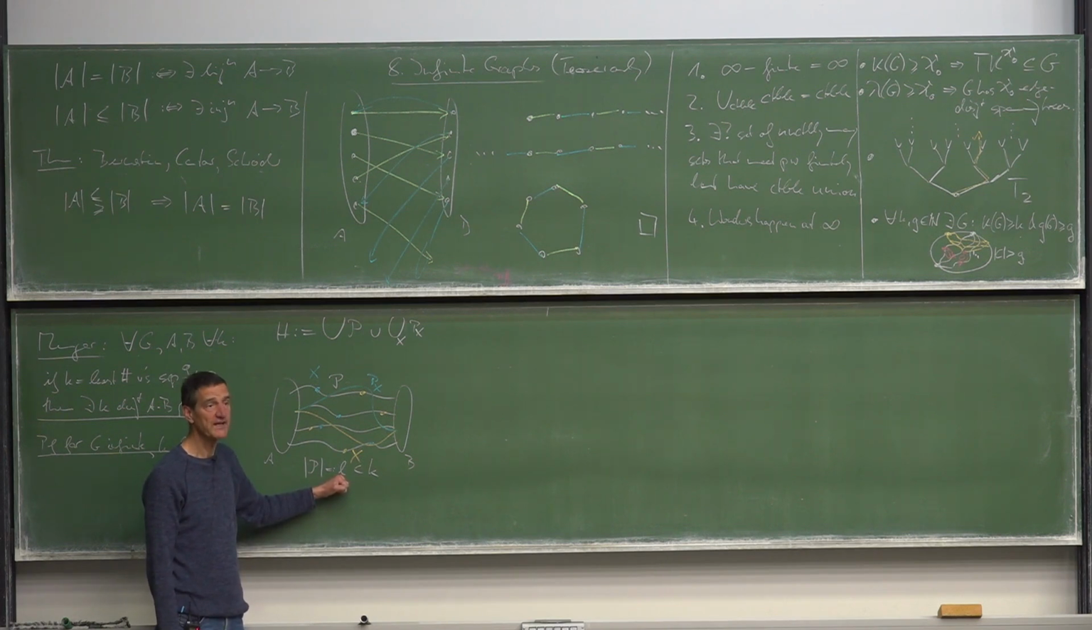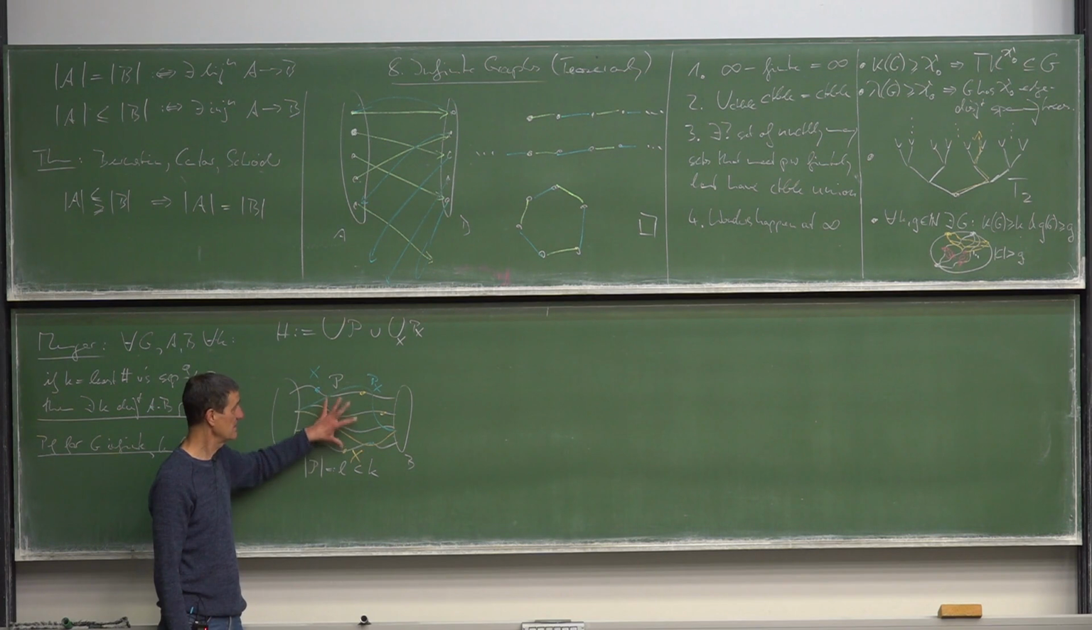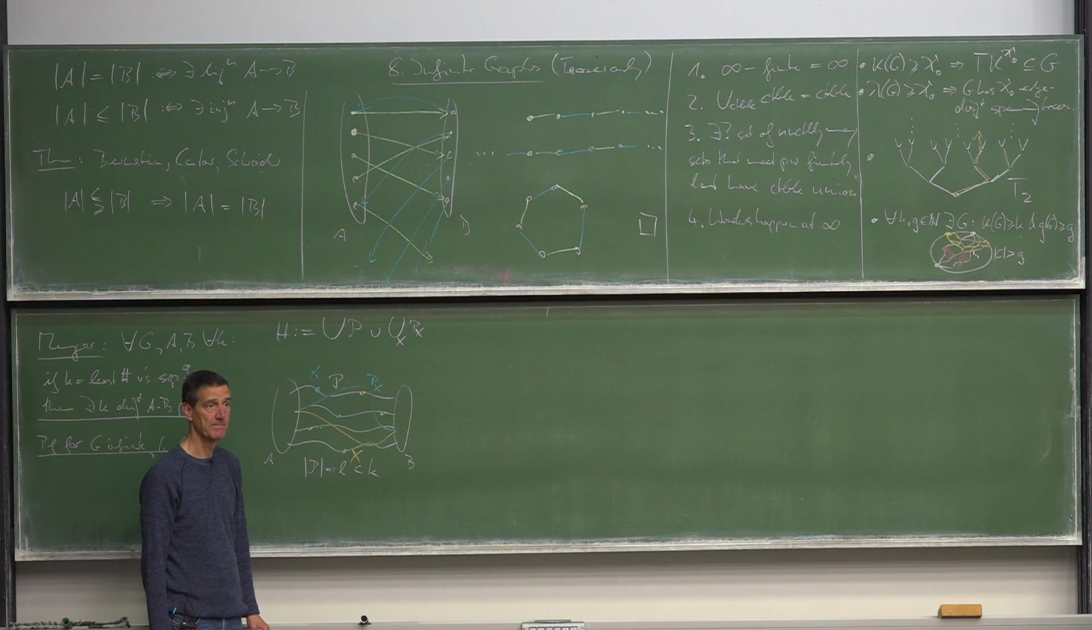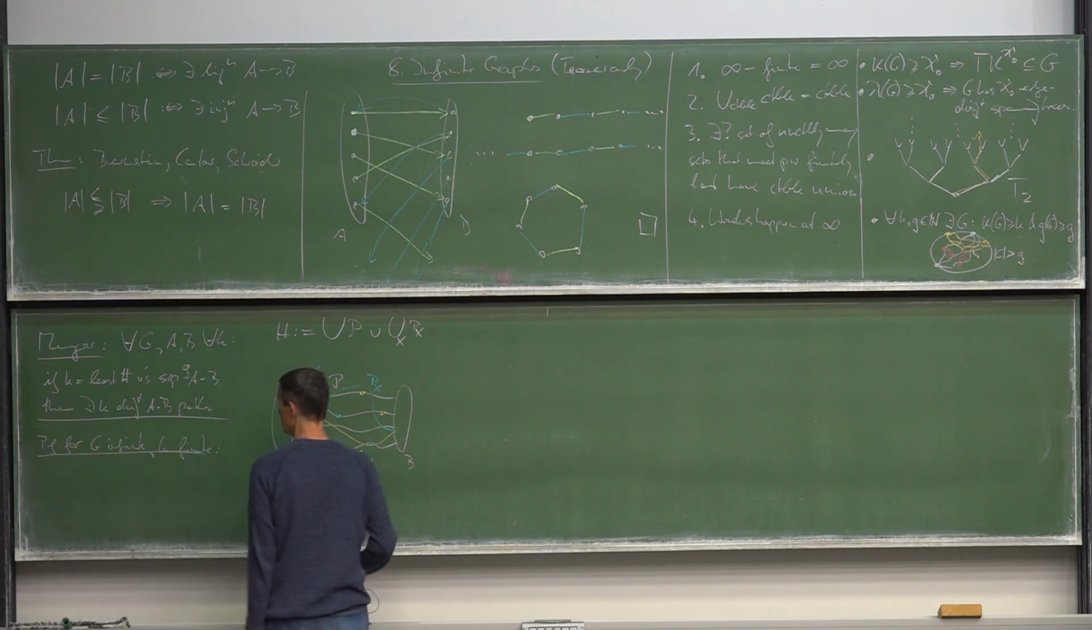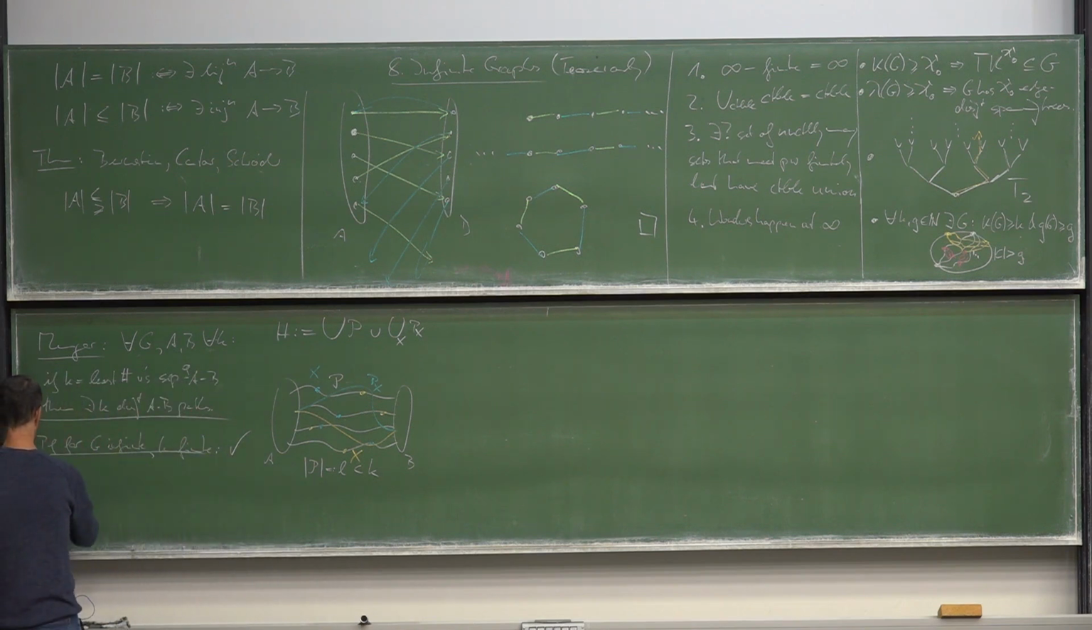But then these more than L AB paths exist also in G, because H is a subgraph of G. And that contradicts our choice of curly P, which was a set of disjoint AB paths as large as possible. We just found a larger one. I mean, we haven't found it, but finite Menger tells us that it exists. Yeah, okay. So that was easy. Proof for infinite K.